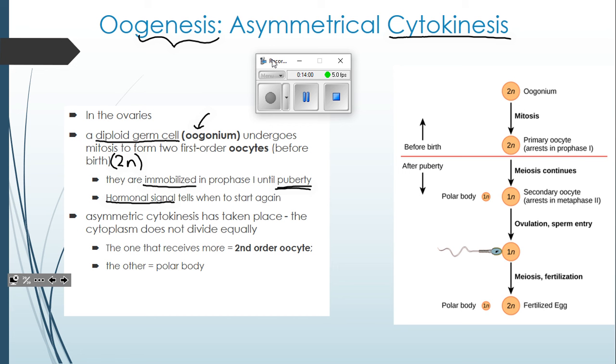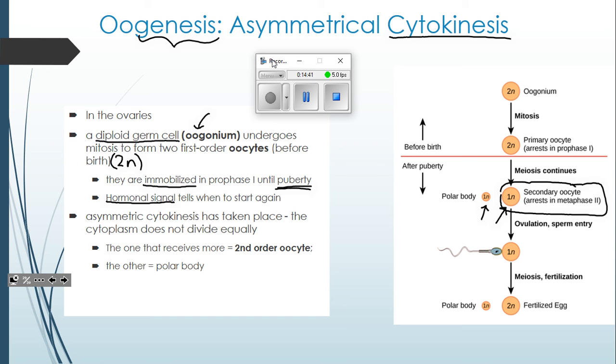Now, once this hormone signal tells these cells to continue, my primary oocytes are going to go through meiosis 1, and asymmetric cytokinesis will have taken place. So take a look at these two structures. One of them is big, almost the same size as my original oocyte, and the other one is very small. The reason is one of those two daughter cells in meiosis 1 is getting virtually all of the cytoplasm. The one that receives more of the cytoplasm we call the secondary oocyte. So you can see it right here. It's big.